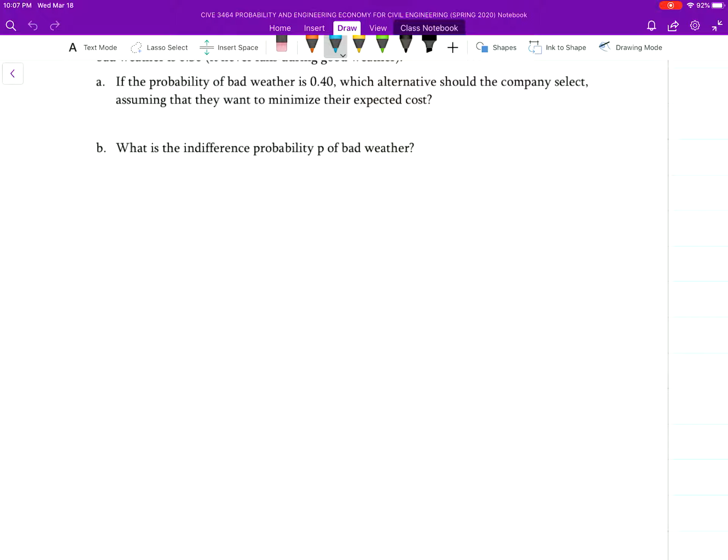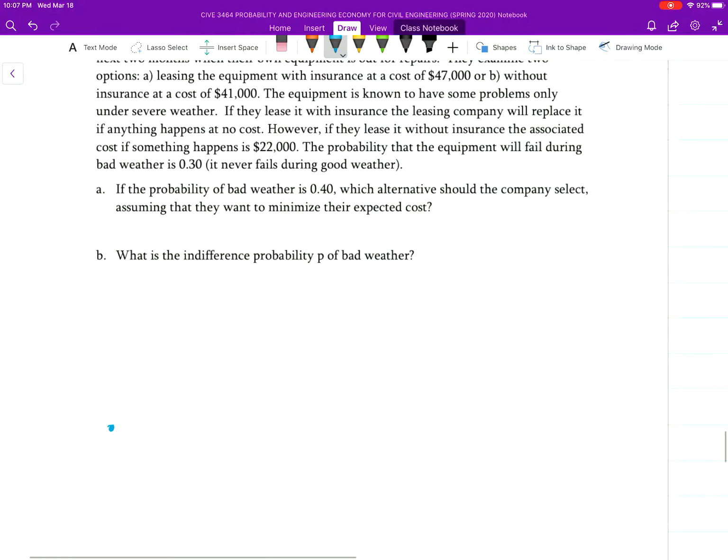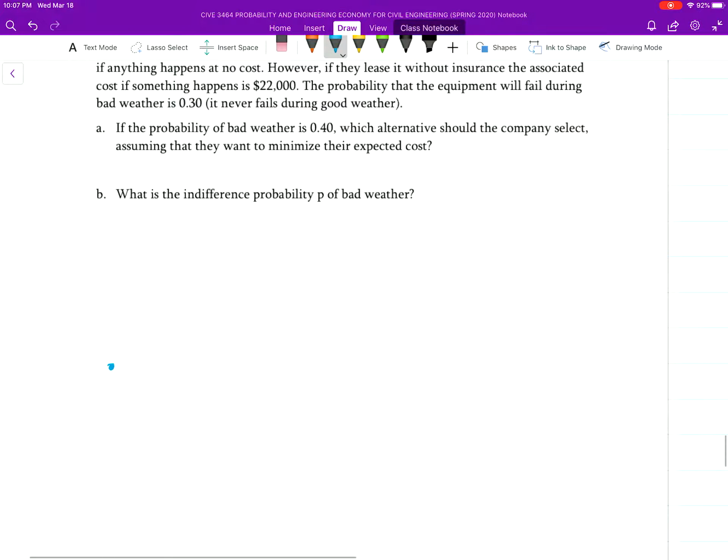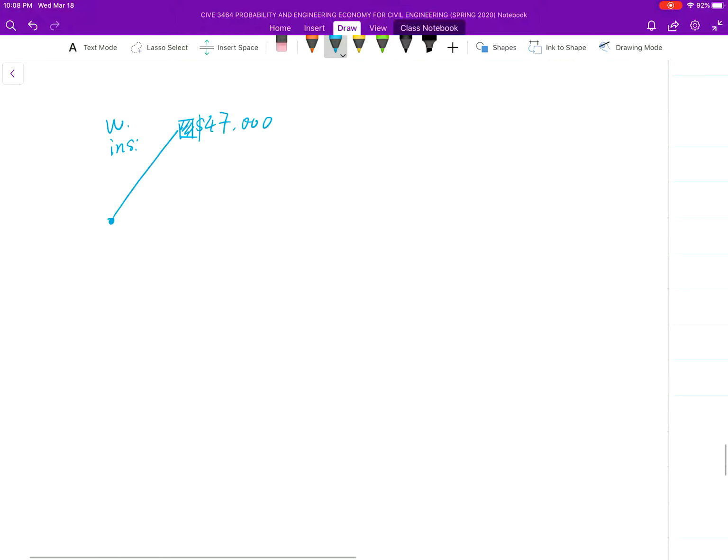So basically, you need to make a decision, right? The decision is, at one point, whether you want to lease the equipment with insurance or without insurance. If you are leasing with insurance, your cost is 47,000, and that's your total cost, because if anything happens, the insurance company will pay for it, right? You don't need to worry about it.